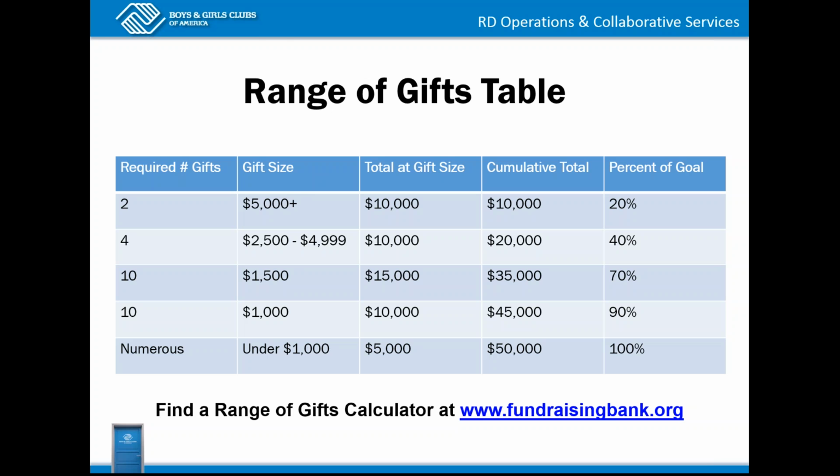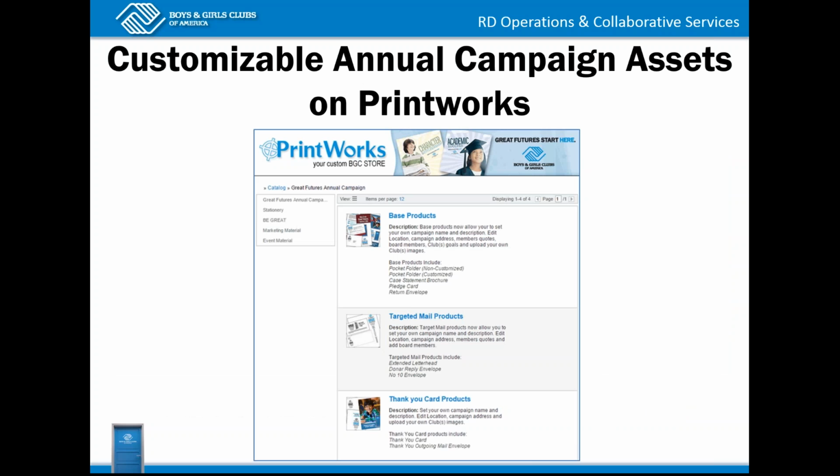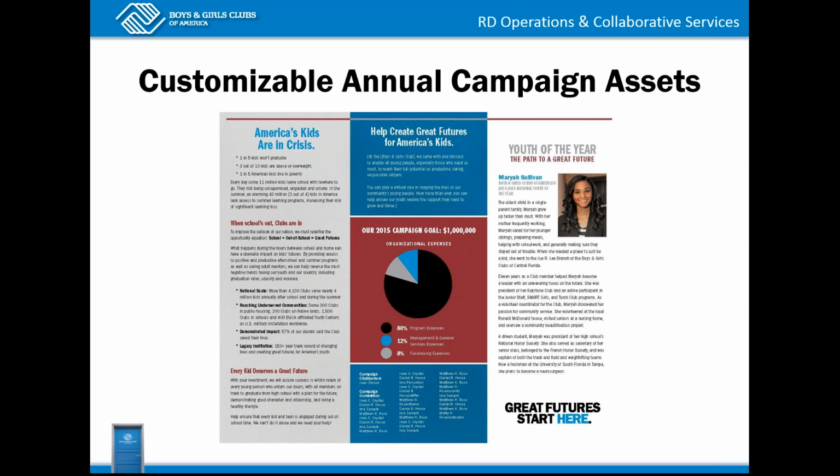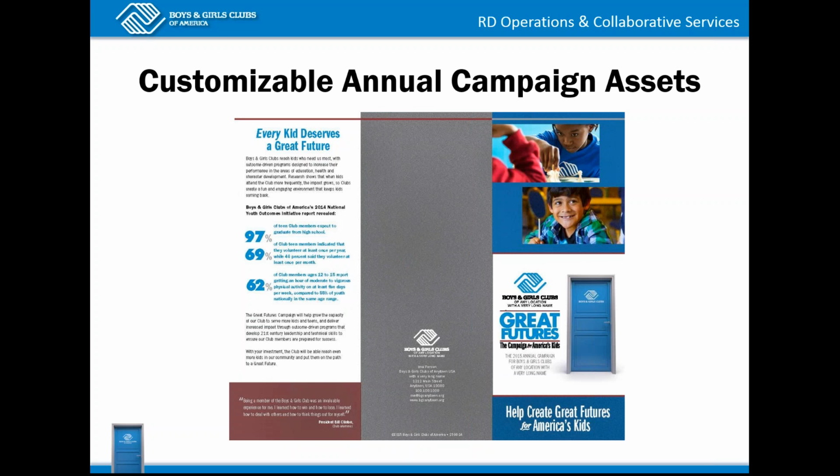This is just a landing page for PrintWorks, where you can get these great customizable annual campaign resources. You may have been doing this for It Just Takes One. This is just an update of that, available the same way, with the same kinds of tools. The Case for Support is a fantastic tool for board members who are doing asking, as well as for your donors who are being asked.